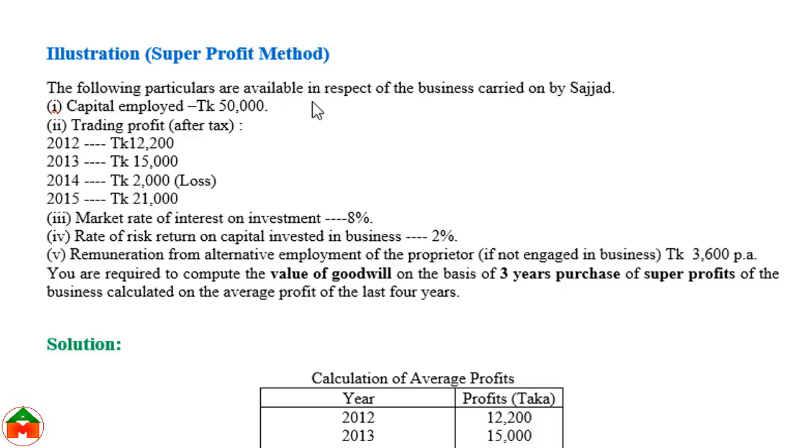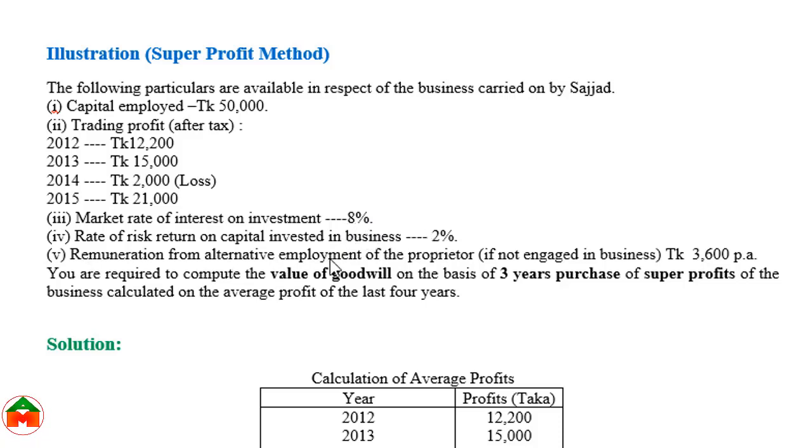The following particulars are available in respect of a business carried on by Sajjad. The amount of capital employed is 50,000. Trading profit after tax in 2012, 12,200, 2013, 15,000, 2014 there is a loss, 2,000, 2015, 21,000. So these are the 4 years' profit. And market rate of interest on investment 8% and rate of risk return on capital invested in business 2%. That means ultimately there will be 8 plus 2, 10% return.